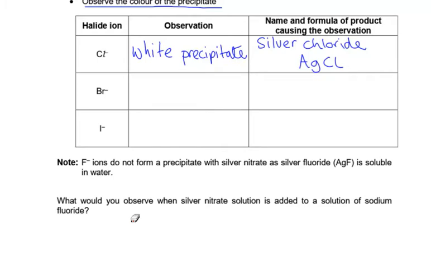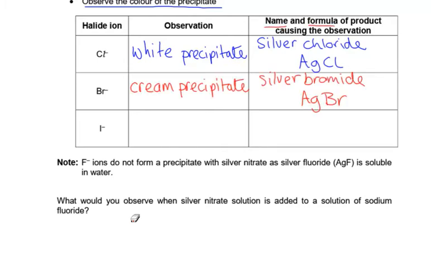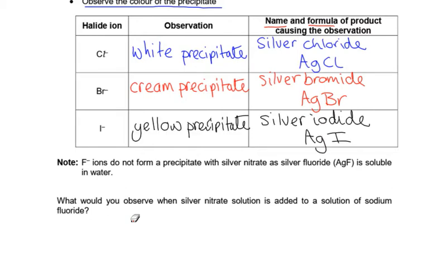The actual precipitate itself, because you've used silver nitrate, is silver chloride. With a bromide ion, you would see a cream precipitate of silver bromide. With the iodide, you see a yellow precipitate of silver iodide. So do remember the colours, white, cream and yellow for chloride, bromide and iodides, and include the word precipitate.